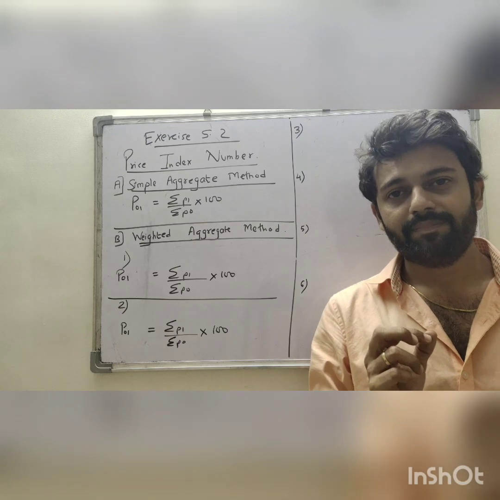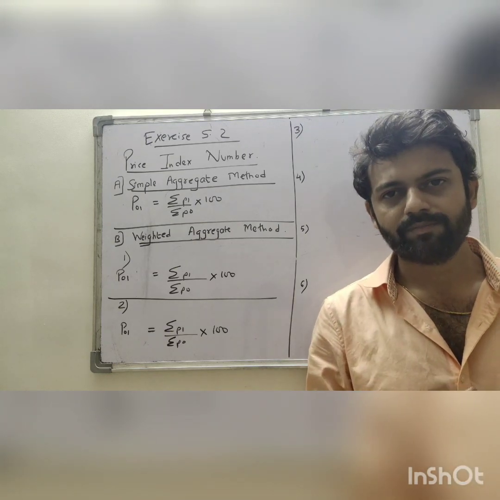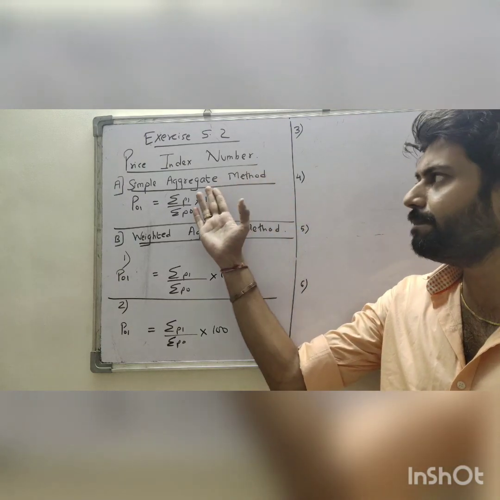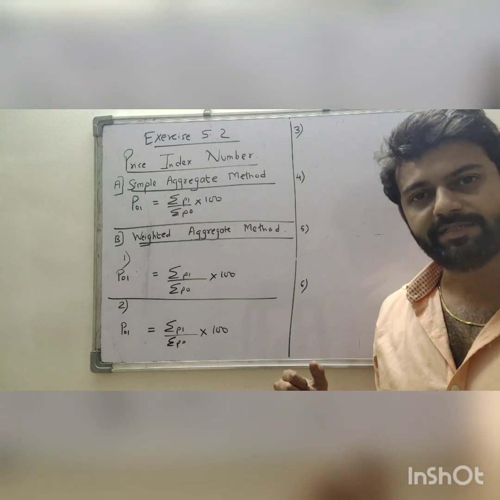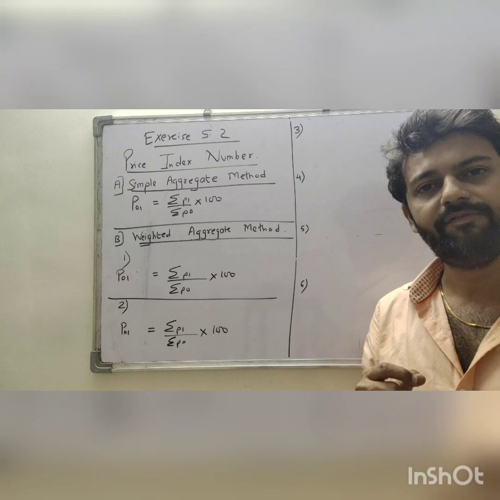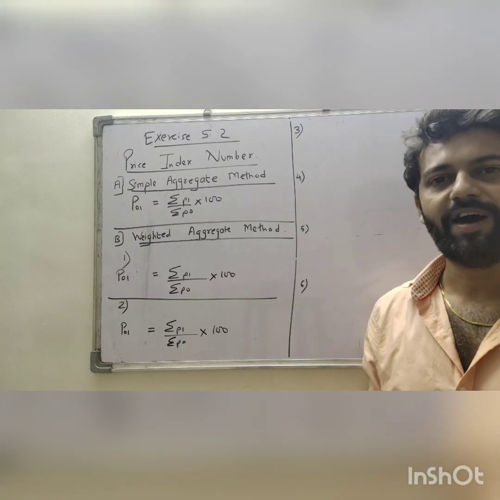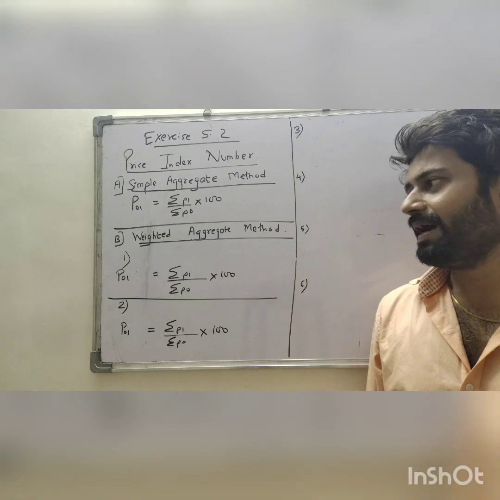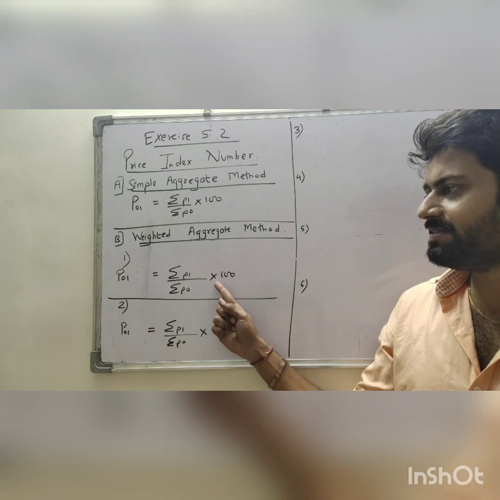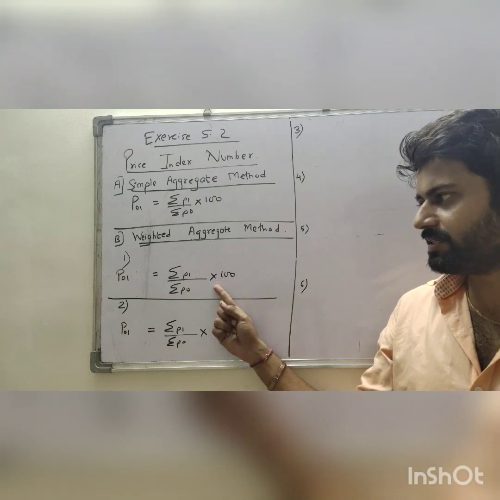In exam, it will be clearly asked which method you have to use. Well, in the simple method, we only had price. But in weighted aggregate method, we also have quantities. Using price and quantities both, we find the price index number. The price index number by weighted aggregate method is this.